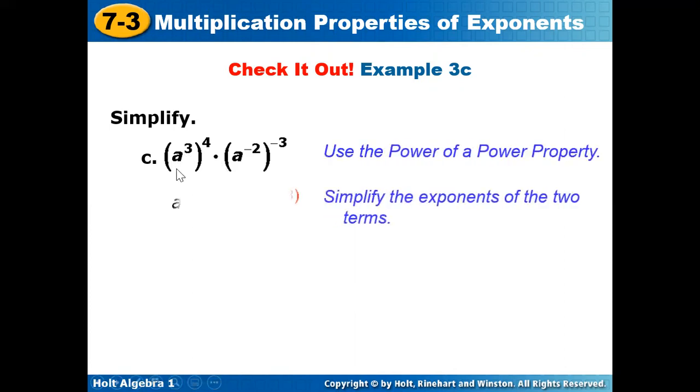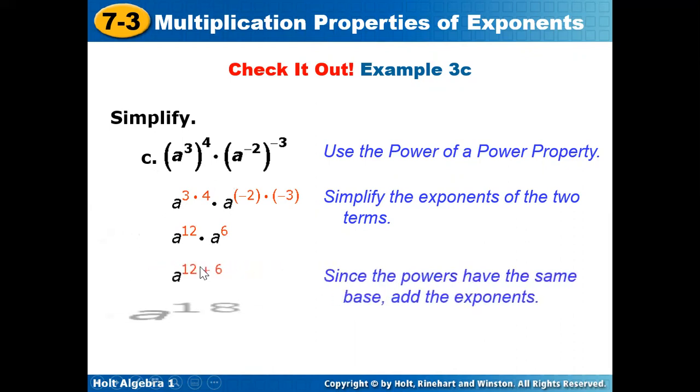So we'll do our parentheses first. So a to the 3rd power, that whole term raised to the 4th power is a to the 3rd times the 4th power. Same thing here. This whole term raised to the -3 power. You're going to multiply your exponents. 3 times 4 is 12. -2 times -3, a negative times a negative is +6. And now we just have it set up like this. We are adding, because we have two exponents with the same base. So we're going to add those exponents, and we get a to the 18th power.